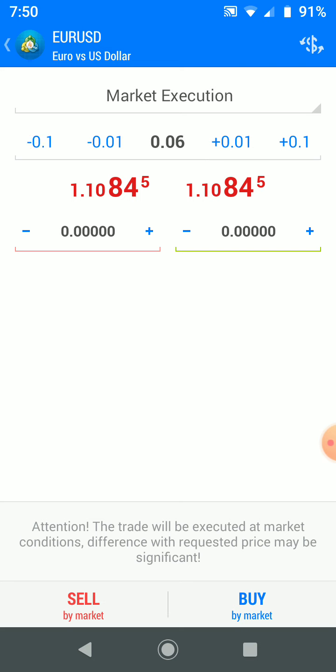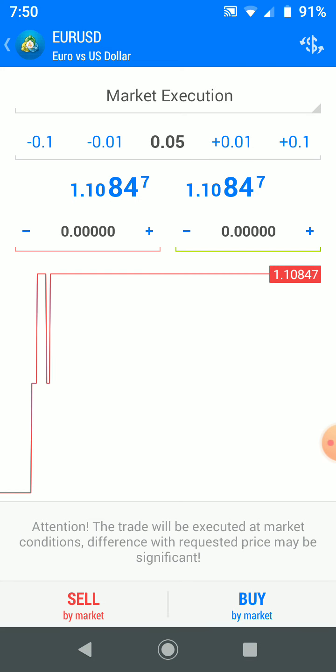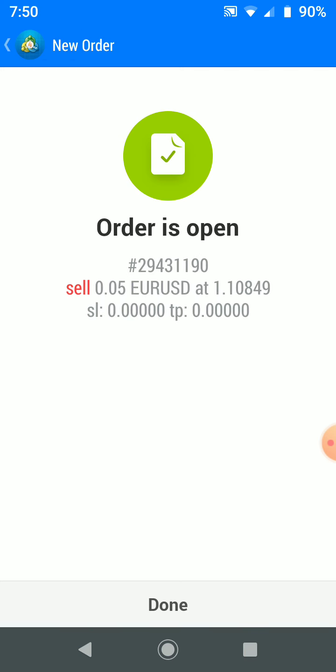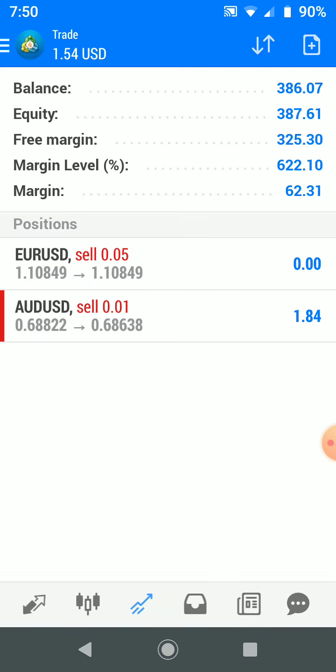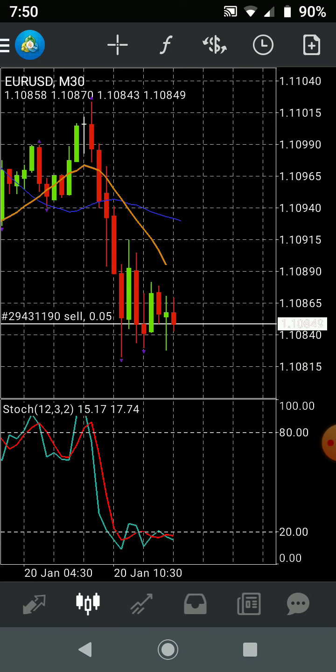All right, we're going to drop this trade in at 50 cents, and then later on drop another big lot in there on the same currency. Okay, so that's done. All right, so that trade is in. So we'll see what the result will be later on, and then we give an update.